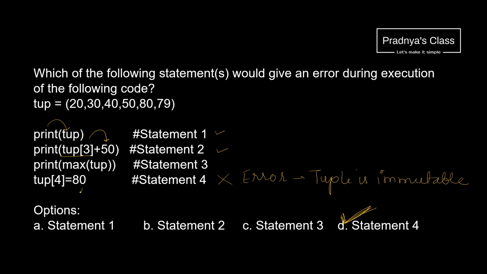Now look at the last statement. We are trying to change the individual element of the tuple, which cannot be done. String as well as tuple is immutable. That's why we cannot change the individual elements of the string as well as tuple. It means the fourth statement is incorrect. So from the options, D is the correct choice.